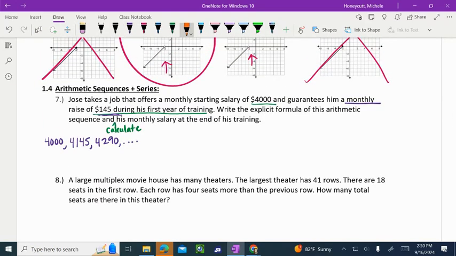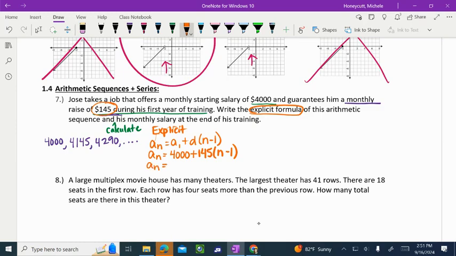The question says, write the explicit formula. So let's start with that. The explicit formula is this, and this is a formula you need. A sub n equals A1 plus the common difference times n minus 1. A1 is my first term, which would be 4,000. The common difference is how much is being increased or decreased from one term to the next, so that would be 145. And we do not substitute anything in for the variable n when we're doing the explicit formula.